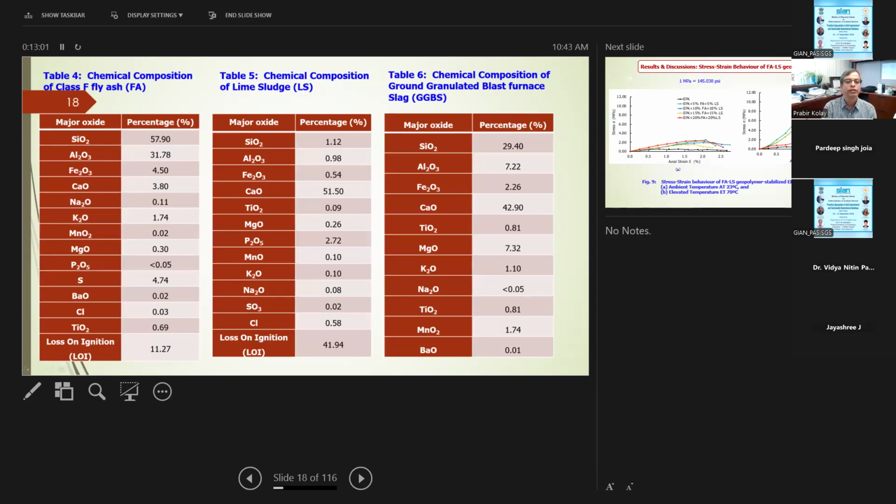These are the chemical compositions of the fly ash, lime sludge, and GGBS. So you see the first column is the fly ash. Here calcium is 3.8%, which is very less. So this is class F. And if we add these first three, silica, alumina, iron, it is more than 70. So that is class F. Lime sludge over here is a byproduct from the water treatment plant. The calcium carbonate, calcium oxide content is 51%. That is good. And then GGBS is also 42% calcium. So calcium is the one we needed, for binding.